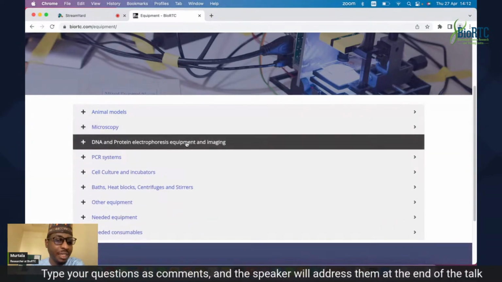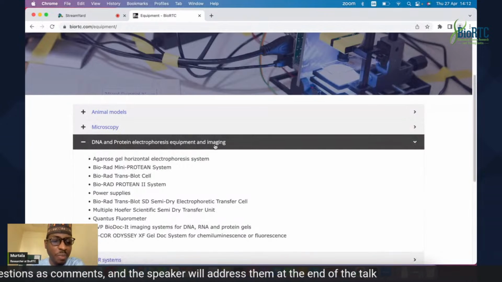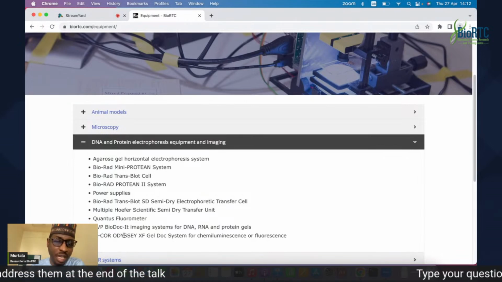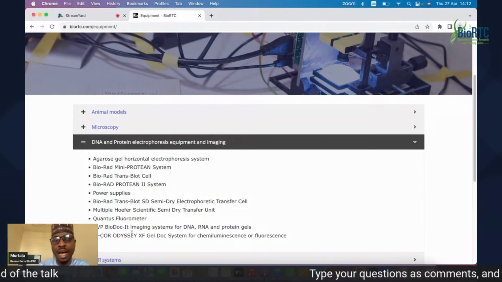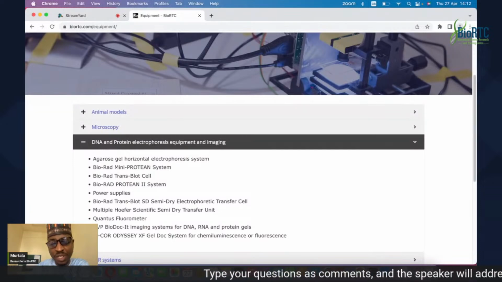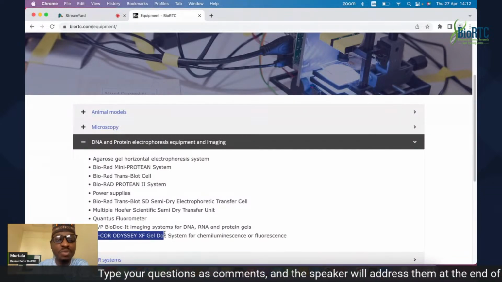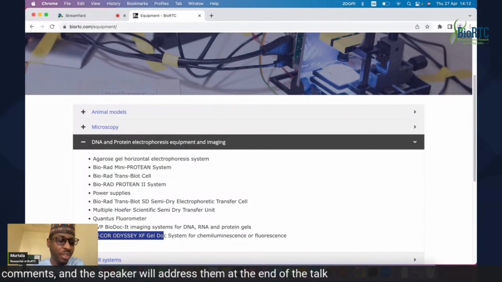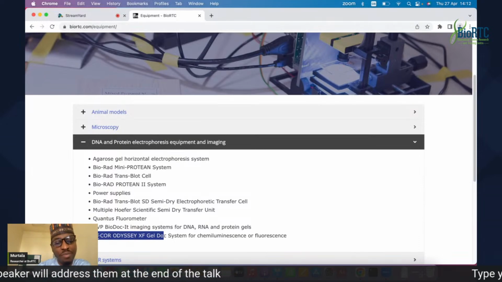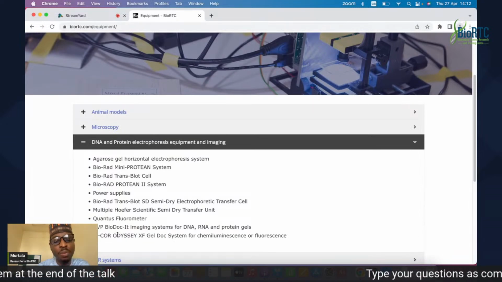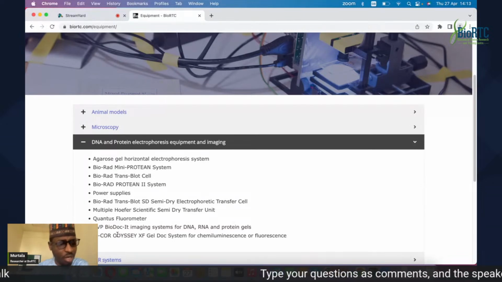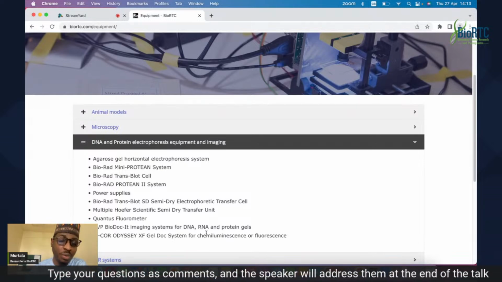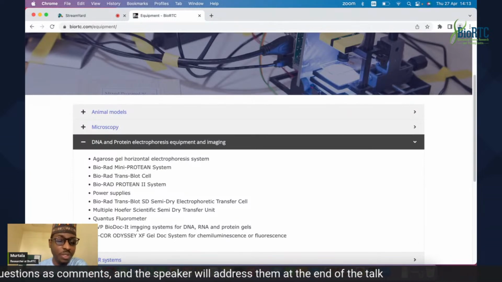Then you have DNA and protein electrophoresis equipment and imaging systems. Especially this LI-COR Odyssey gel dock system, I think is one thing that I need people to really explore, because it's a very, very powerful machine. With proper research design, you can answer a lot of research questions with it. It does fluorescence. If you have fluorescent antibodies for your Western blots, for example, or you do agarose gel electrophoresis, you can do quantitative and very accurate chemiluminescence or fluorescence-based detection.